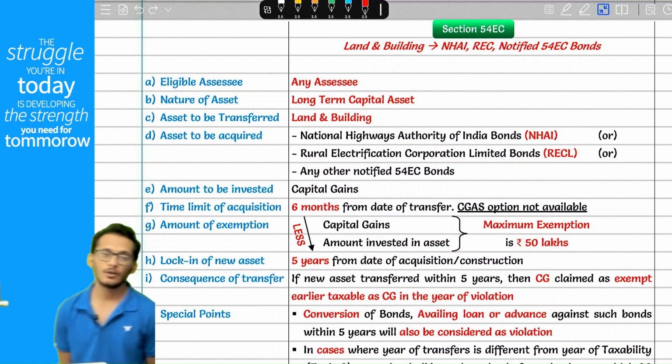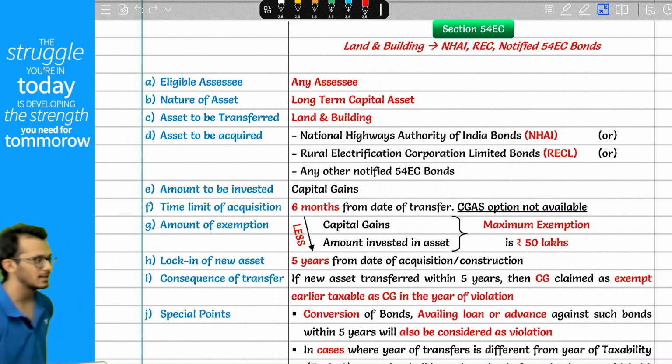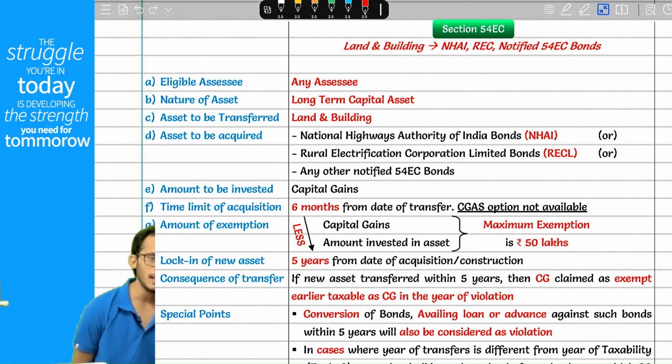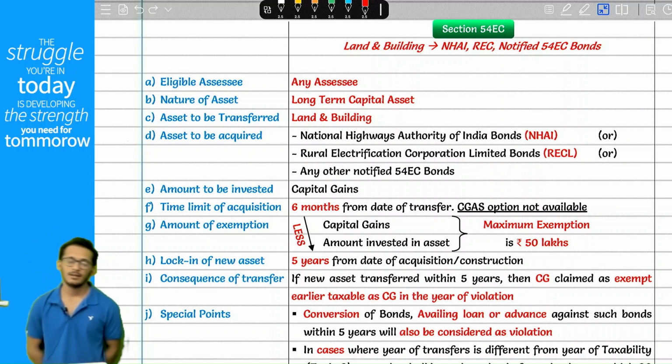Income tax says that if you are going to buy any bonds, please do not put any lien on the bonds. Please do not put any charge on the bonds. Please do not convert the bonds into stock in trade. All those will also be considered as a sale, and therefore it will be treated as a violation.